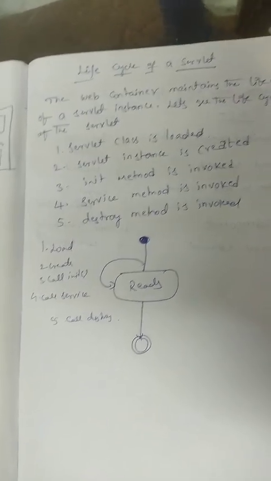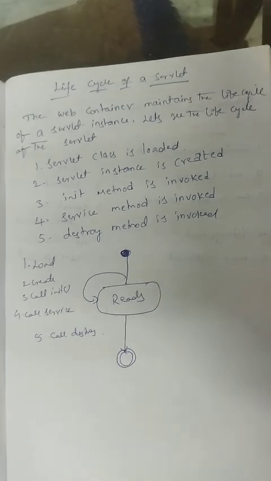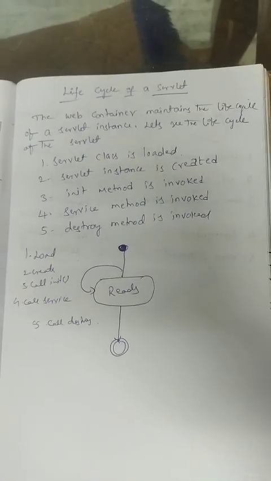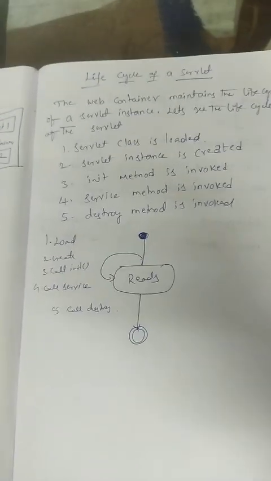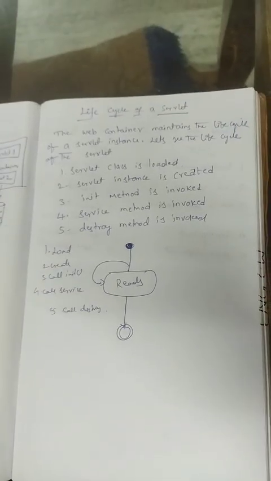So this is the diagram of a life cycle. As displayed in the above diagram, there are three states of servlet: new, ready and end. The servlet is in the new state if the servlet instance is created. After invoking the init method, servlet comes in the ready state. In the ready state, servlet performs all the tasks. When the web container invokes the destroy method, it shifts to the end state.